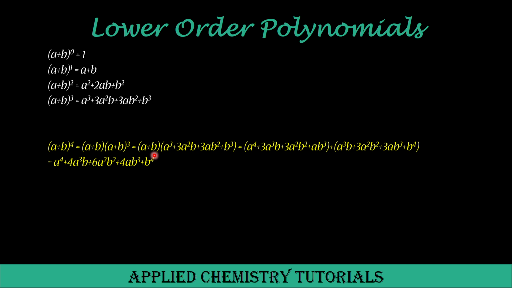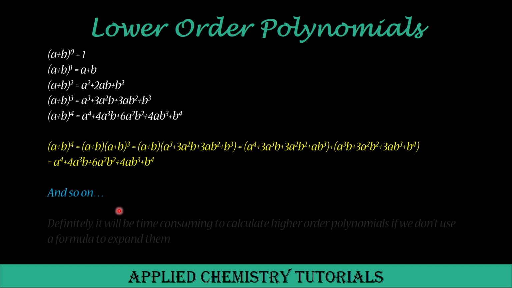Similarly, b multiplied by (a^3 + 3a^2b + 3ab^2 + b^3) will give us a^3b + 3a^2b^2 + 3ab^3 + b^4, and we can simplify them to have a^4 + 4a^3b + 6a^2b^2 + 4ab^3 + b^4. So (a + b)^4 = a^4 + 4a^3b + 6a^2b^2 + 4ab^3 + b^4, and this can go on and on.